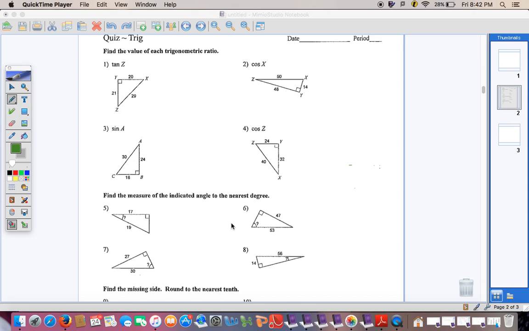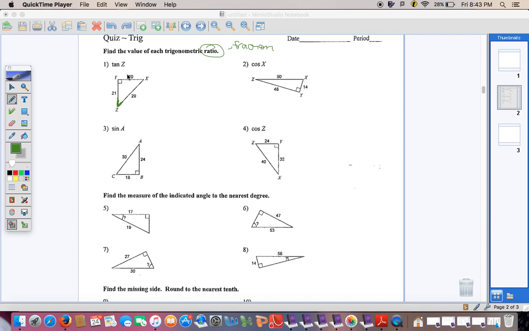So here we go. Your first question on your quiz today was tangent of z, and it's asking you for a ratio. And so that simply means that you need to leave this as a fraction. Okay, so you're leaving it as a fraction. So tangent of z, we're looking at this angle right here.